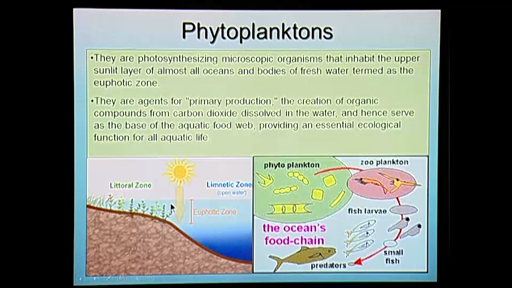They are the agents of primary production, that is, they convert atmospheric carbon dioxide and with the help of water and sunlight produce organic matter that serves as food for the rest of the food chain.